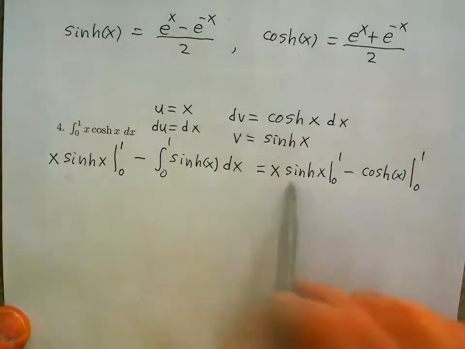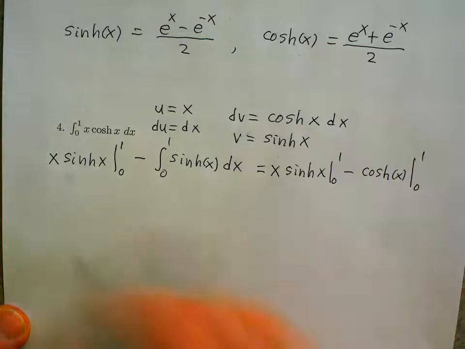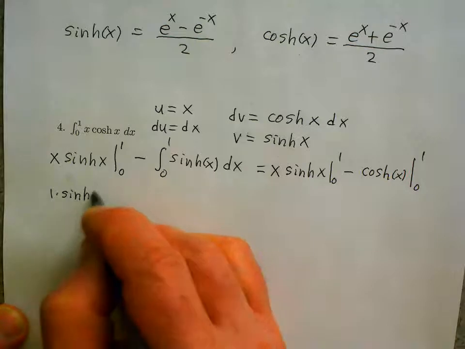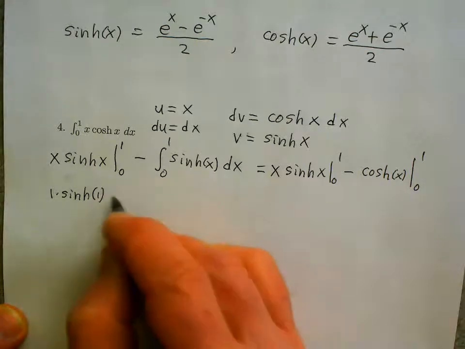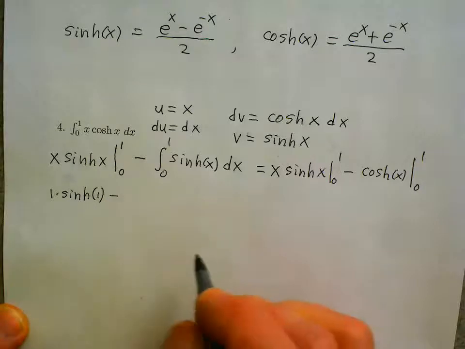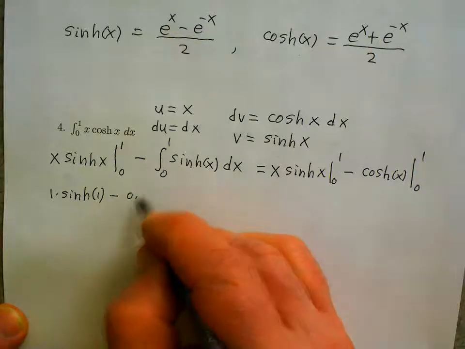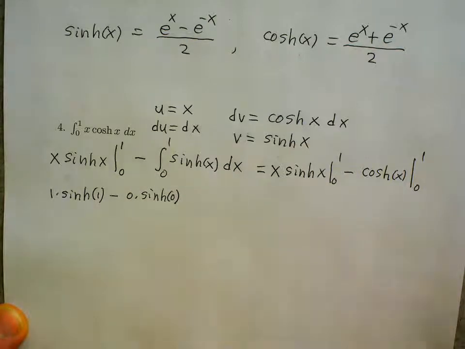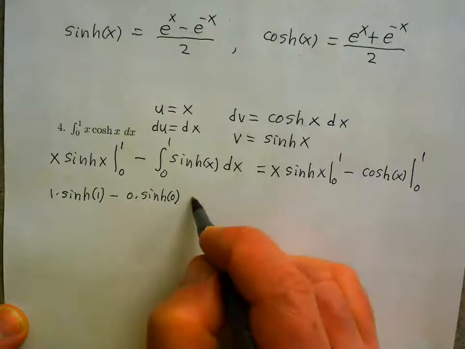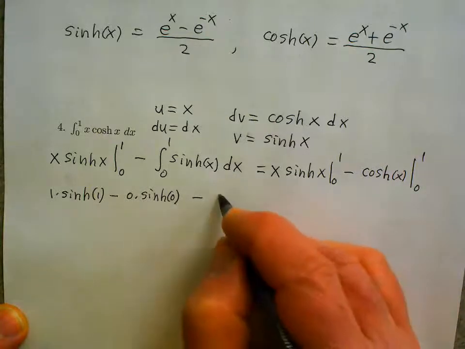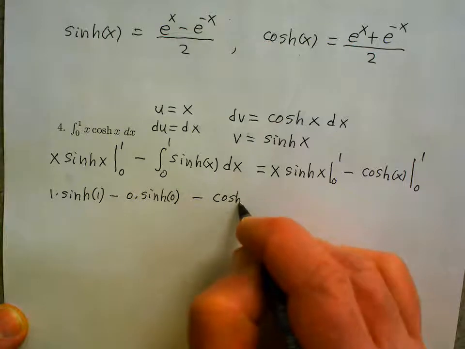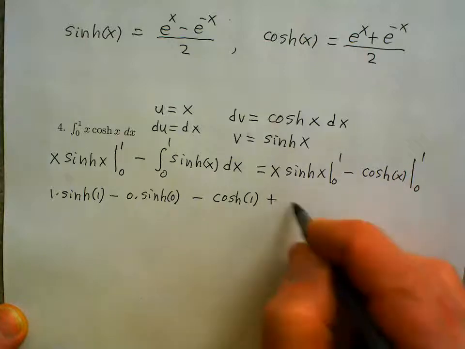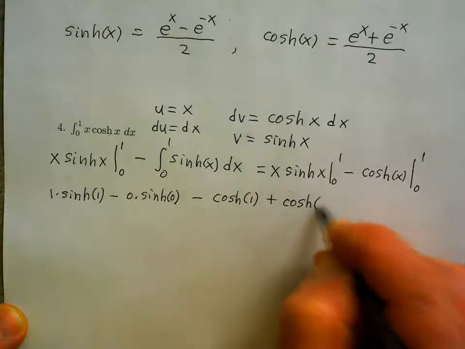So we evaluate those. At 1, we get 1 times hyperbolic sine of 1. And then minus 0 times hyperbolic sine of 0. And then minus hyperbolic cosine of 1. And then minus minus, or plus, hyperbolic cosine of 0.